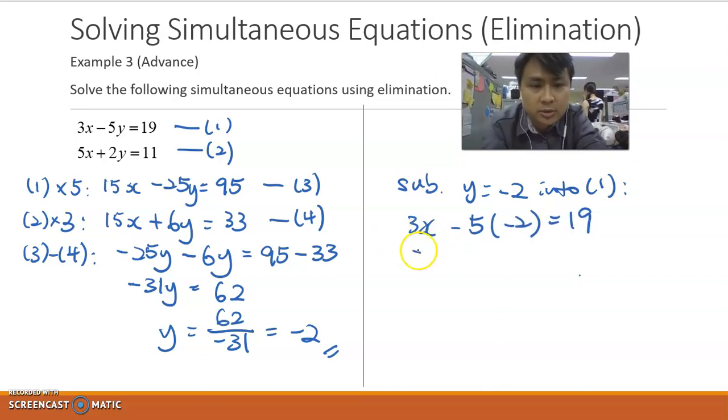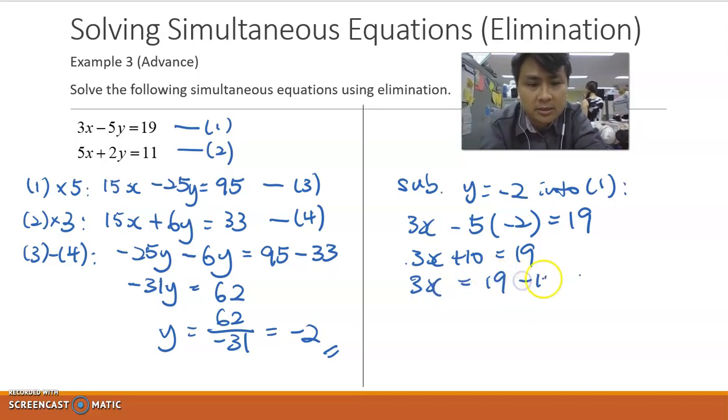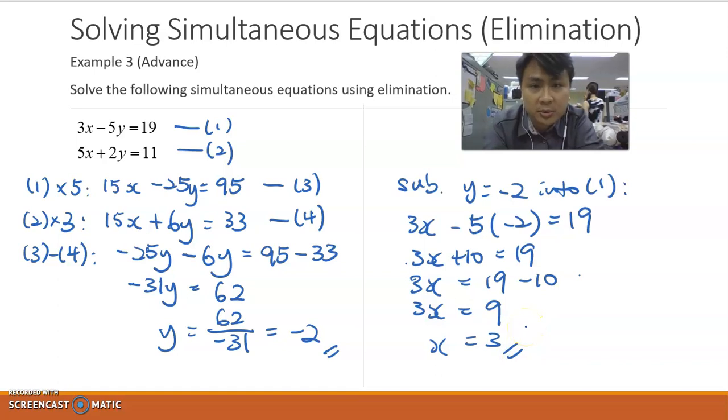So 3x plus 10 is equals to 19. 3x will be equals to 19 minus 10. 3x will be equals to 9. X will be equals to 3. This will be how we do this example. Are you clear about this?